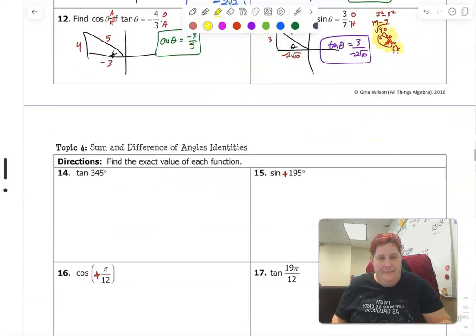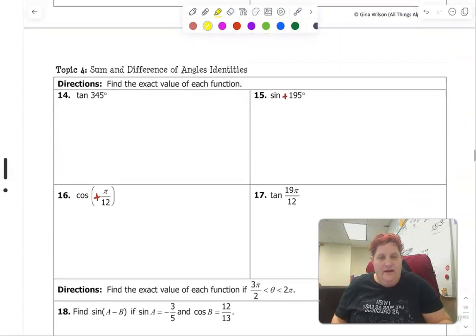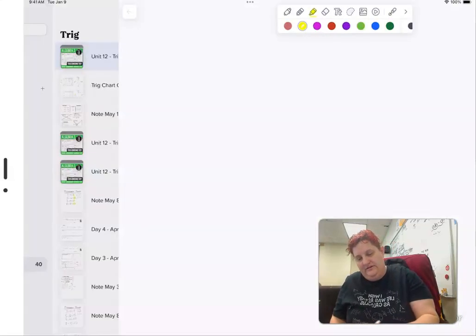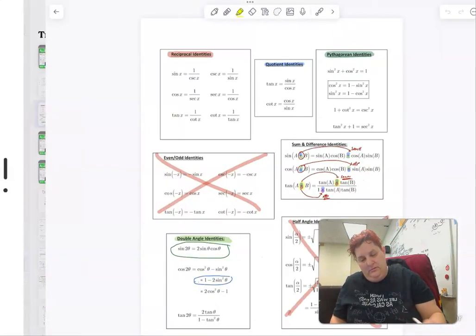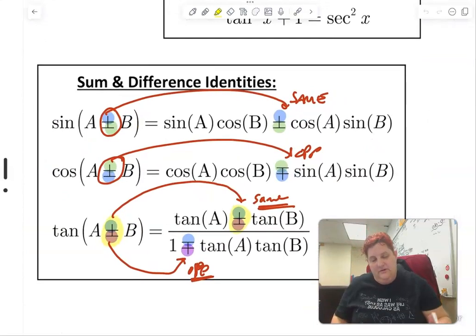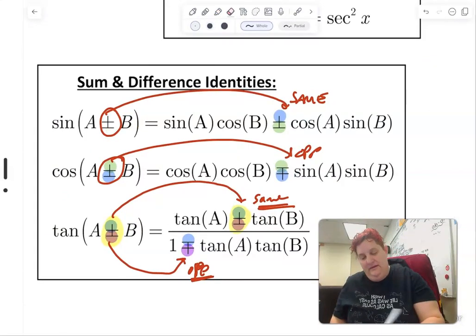All right. Wonderful. Our next section we're going to do is sum and difference. So you're going to want to look for these at your side check. And we're going to do this. Okay. Where sine, plus is plus, minus is minus. That's the same. Cosine, plus is minus, minus is plus, it's opposite. And tangent has a same and an opposite. Alright?